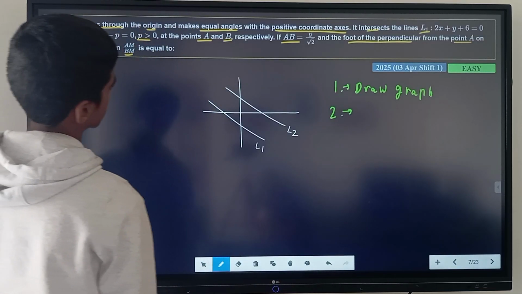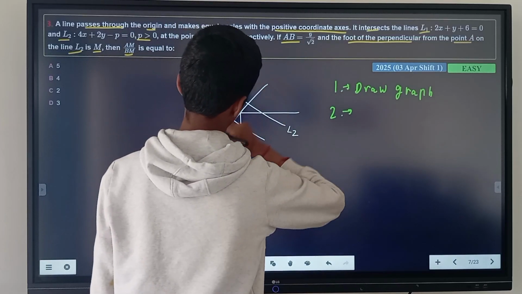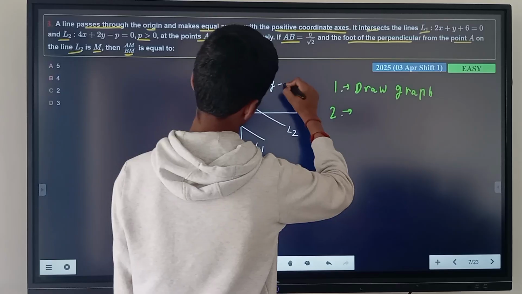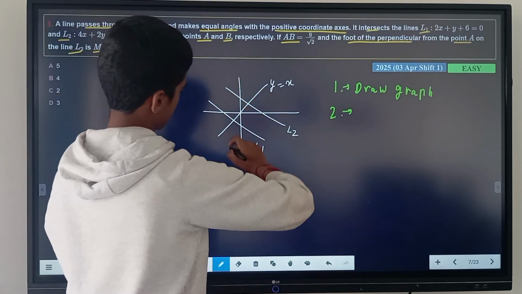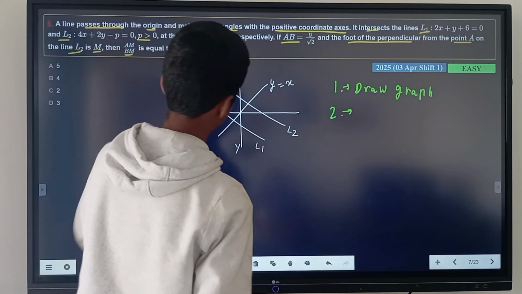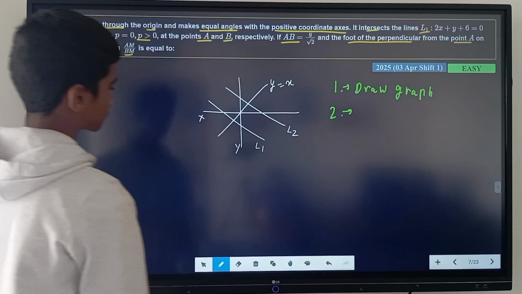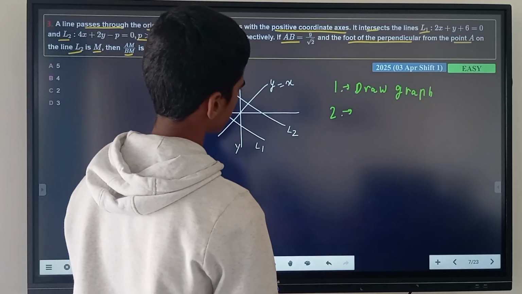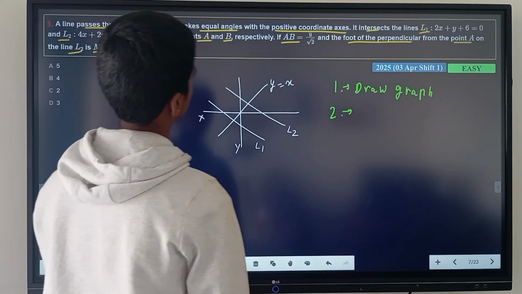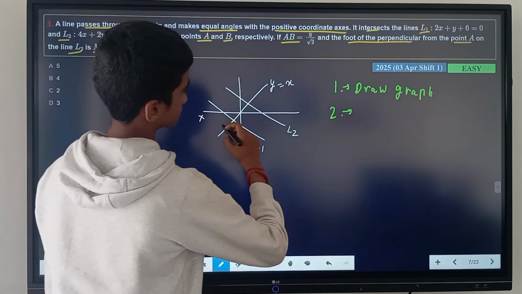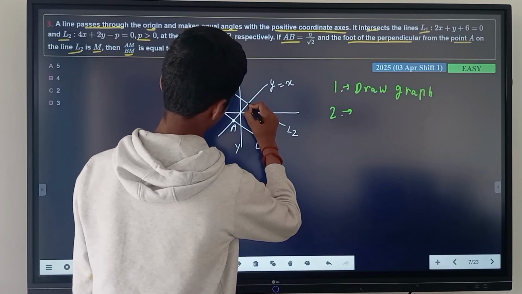Now the line passes through origin and makes equal angles with the positive coordinate axis. It will be y is equal to x, because y is equal to x passes through the origin and also subtends equal angle from the positive x-axis and the positive y-axis. Now, according to the question, this is point A and this is point B.